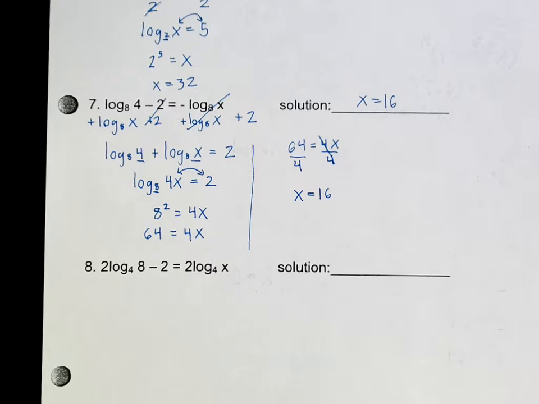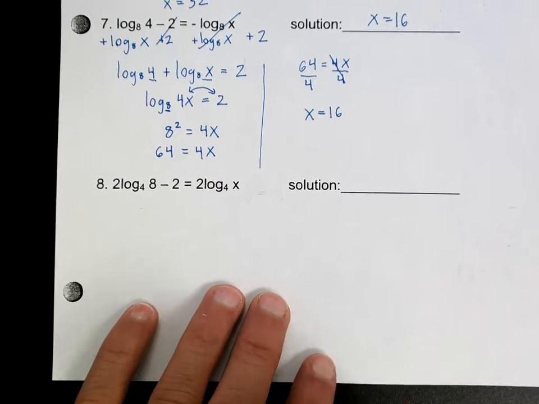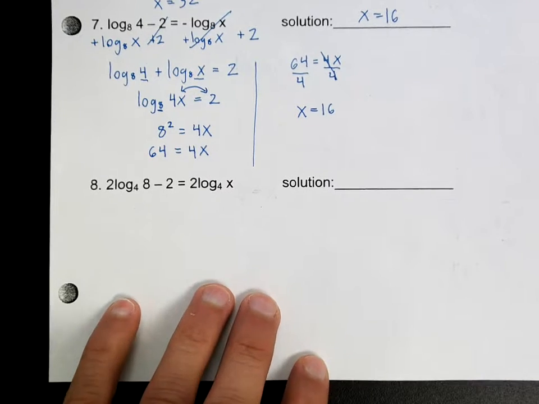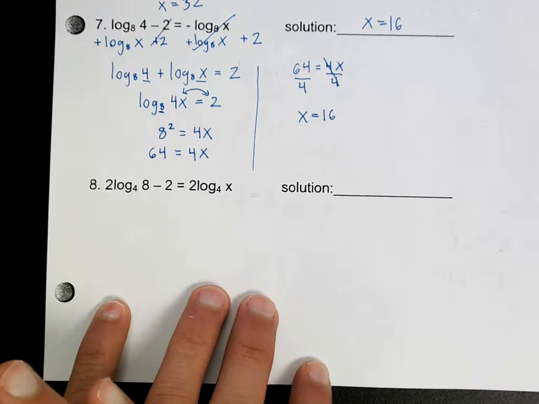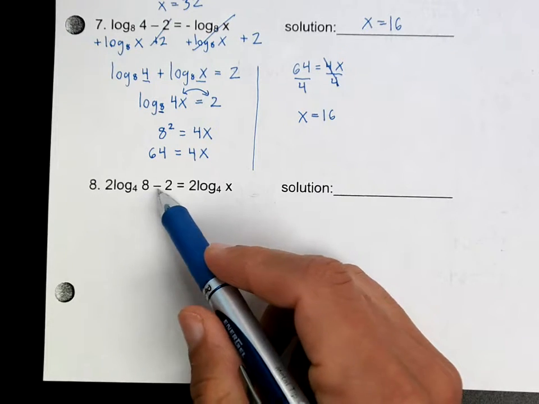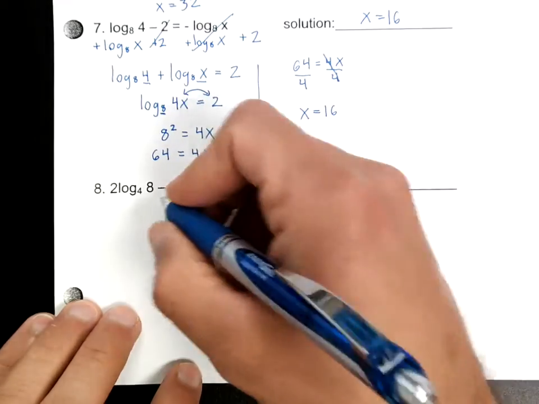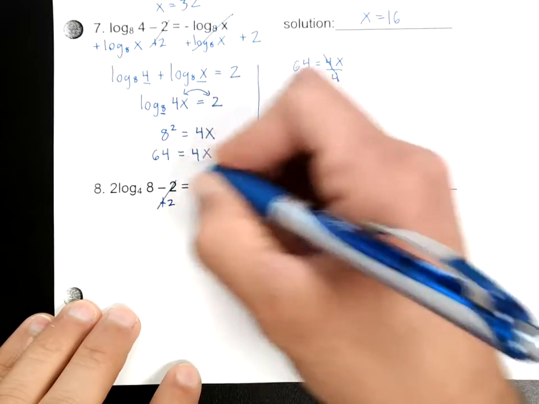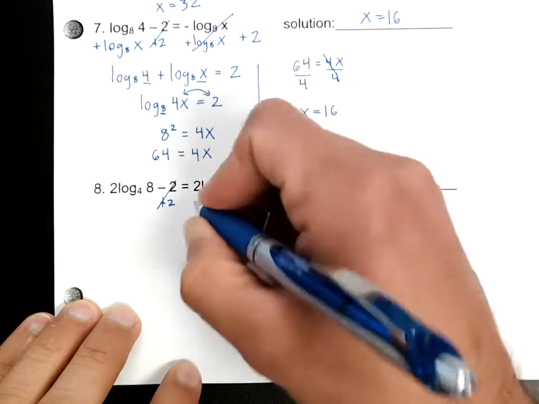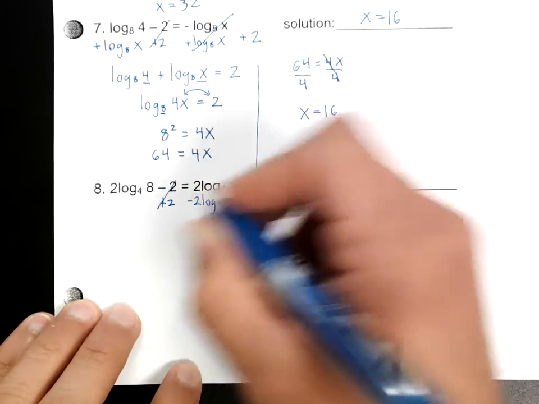All right. Now on the last one, same idea. It looks, for some people, confusing, but it's the same idea. What you must do is try to get all the logarithms on one side of the equal sign and the numbers on the other. Now don't be confused. This minus 2 is not attached to this 8. So these two are not attached. So what I'm going to do is add the 2 to the other side, and subtract this one to the other side.